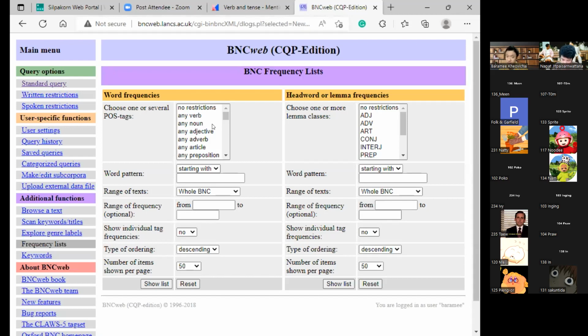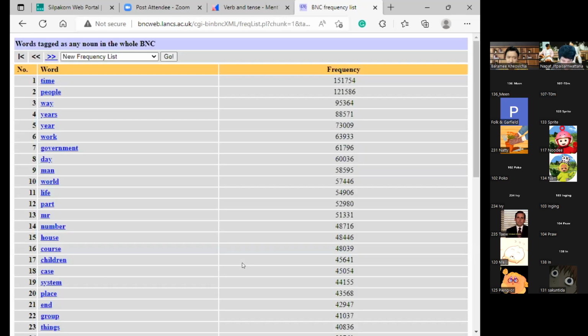You can specify, you can click on this, and here you select the nouns. So now the BNC will show you the nouns that are used frequently in English. Why is it not going? Okay, here it is. So we have the nouns that are used most frequently.